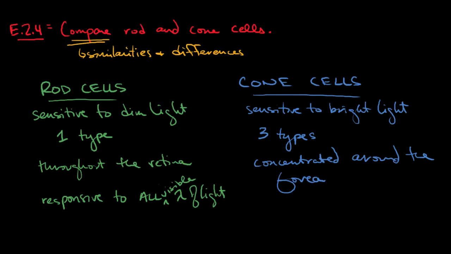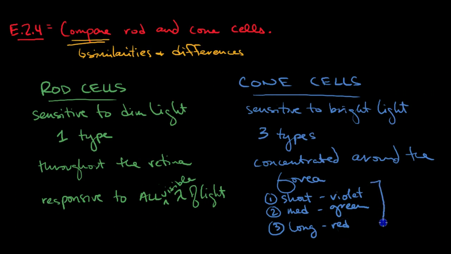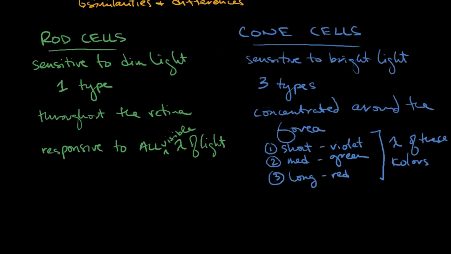Whereas remember there are three types of cone cells. So the short ones can see violet light. The medium ones can see green, and the long ones can see red. For those of you who have taken physics, think about the wavelengths of these colors in nanometers. And I hope that you make a connection there.